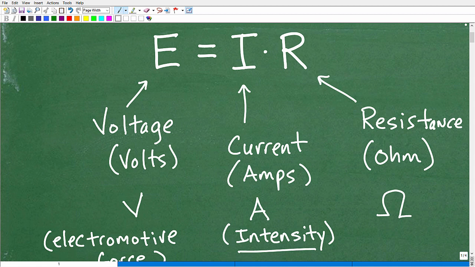And then R is resistance. Resistance is measured in something called ohms, and here is its little symbol. So we have volts, amps, and ohms. So voltage, current, and resistance. All right, so what does this all mean? Well, obviously there's this law, Ohm's law, which says voltage equals current times resistance.